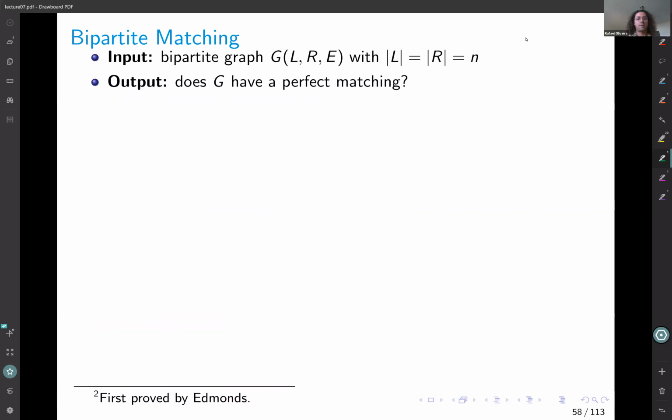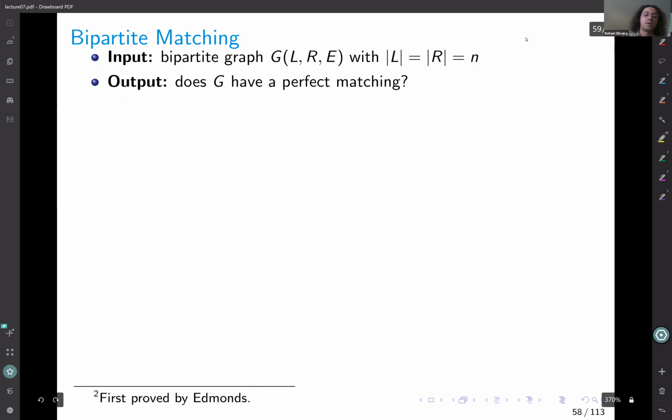Suppose that we have a bipartite graph G, and the bipartition of the vertices is the left vertices and the right vertices, with edge set E, where the size of L is equal to the size of R, which is equal to n. And the question that we're interested in is whether the graph G has a perfect matching.